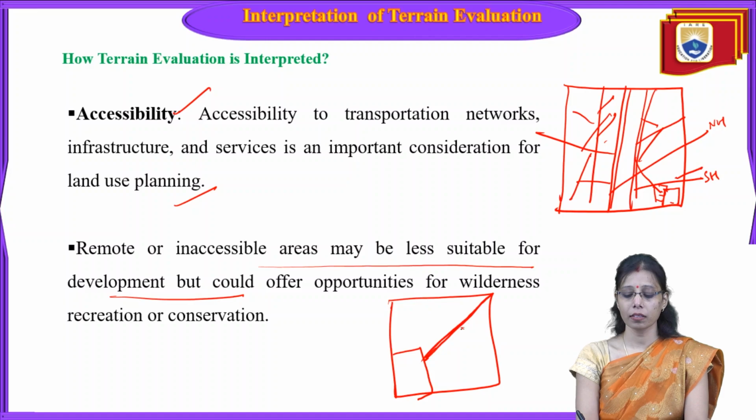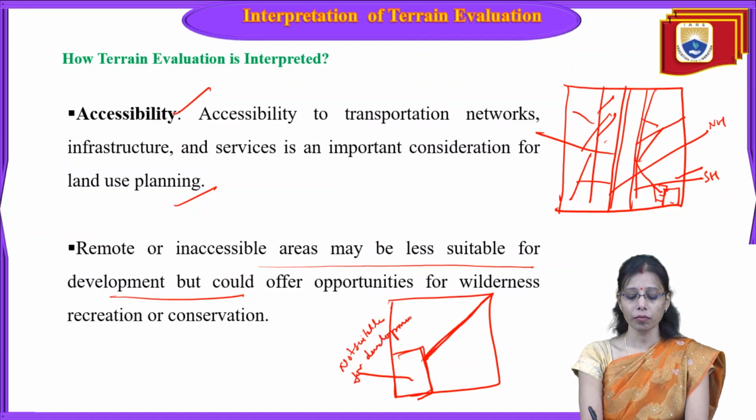So if you find only this one road in the total terrain, in the total area, that means this area is not suitable for development. Why? Because the things which are required for the construction will not reach the site.